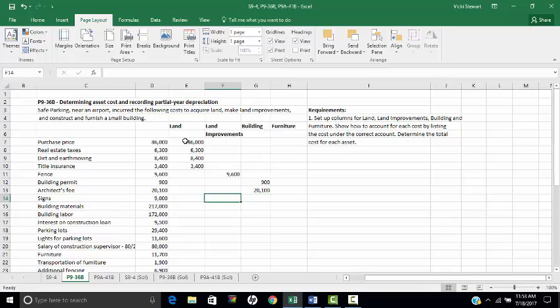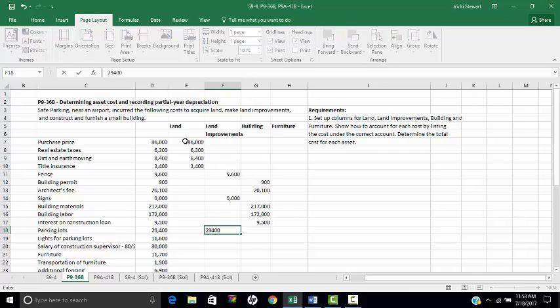Any signs that we purchase for the property would be considered land improvements. Those deteriorate. We would want to depreciate those. When we start buying our building materials, those are going to go under our building, as well as the labor cost to build that building, and also the interest on the construction loan when we're borrowing the money until the building is actually completed.